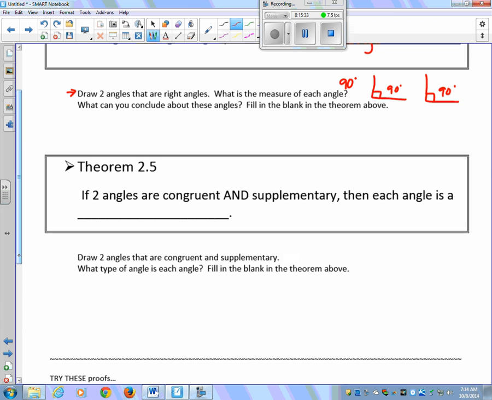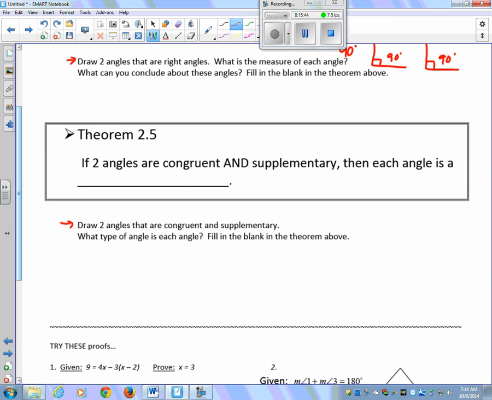Okay, so the last one here is theorem 2.5. If two angles are congruent and supplementary, then each angle is a blank. All right, well, let's try this. Draw two angles that are congruent and supplementary. I'd like you to do this on your own. Really think now. They have to be the same measure as each other, and they have to add up to 180.